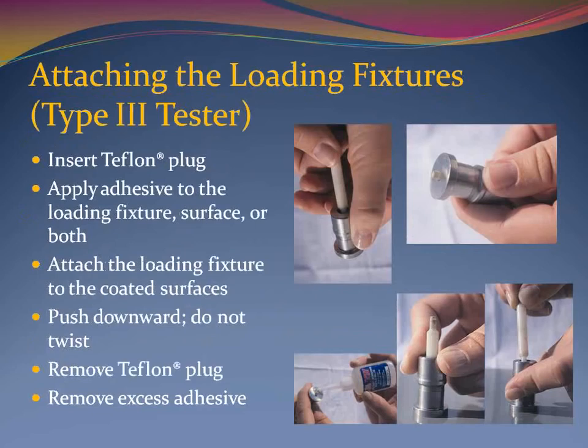To attach the Type 3 loading fixtures, insert the small diameter Teflon plug through the center hole of the stainless steel fixture until the small tip of the plug protrudes from the contact surface of the fixture. Using the adhesive dispenser bottle or a wooden stick, apply an even layer of adhesive to the entire contact surface of the fixture. Attach the fixture to the coated surface and gently push downward to displace any adhesive. Remove the Teflon plug from the center of the fixture and remove any adhesive that has accumulated on the end of the plug.